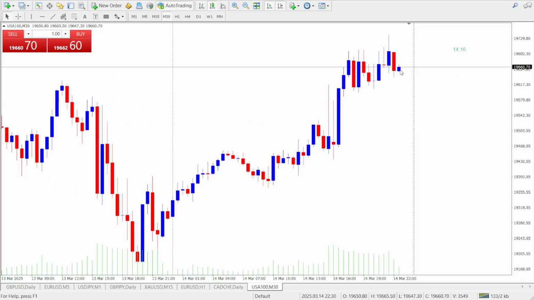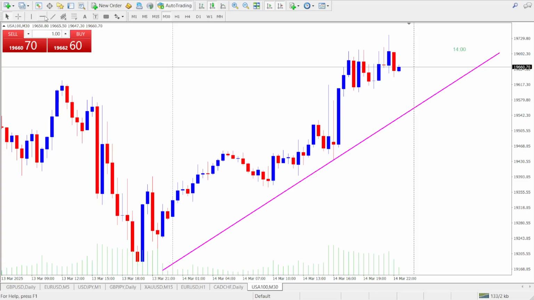This current candle, now we can see it's a bullish candle, but the candle is still open. So imagine you are waiting for this particular bullish candle to close in the direction of your trade, because you can see that this is actually a buy trend.